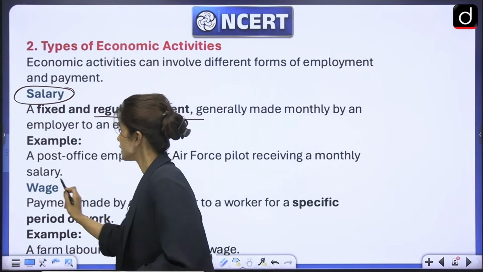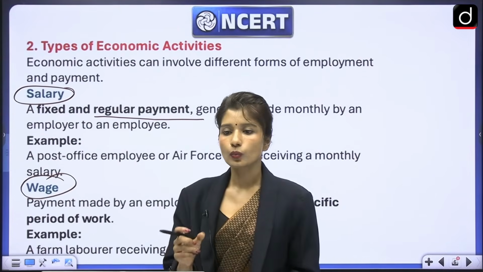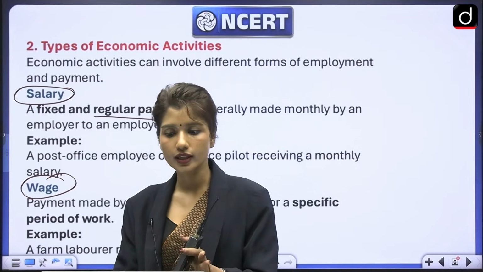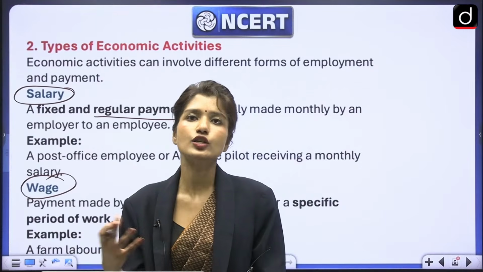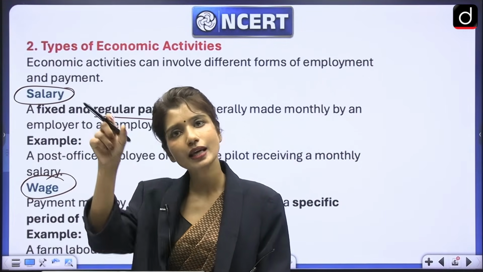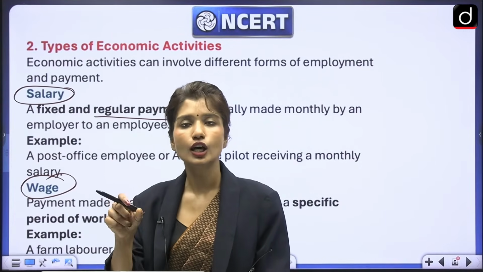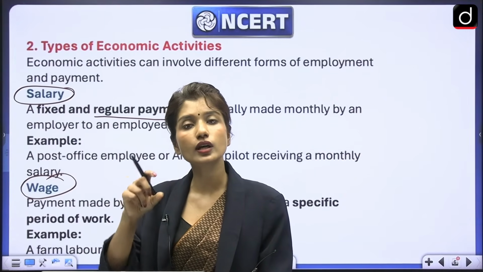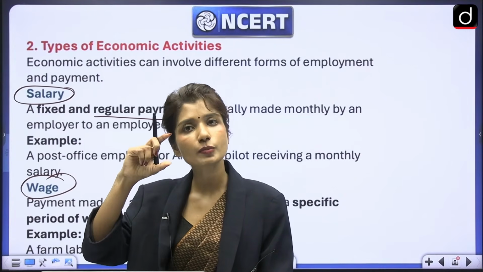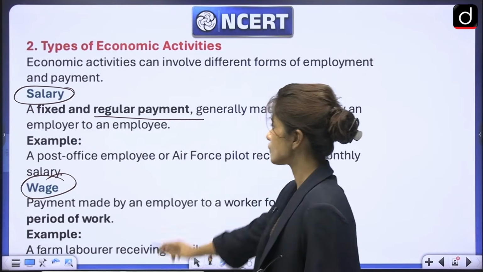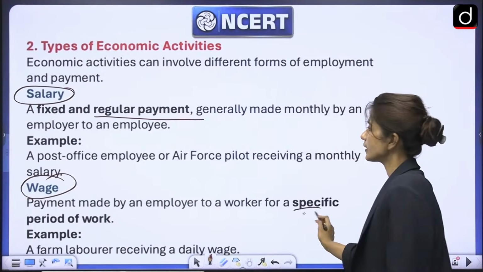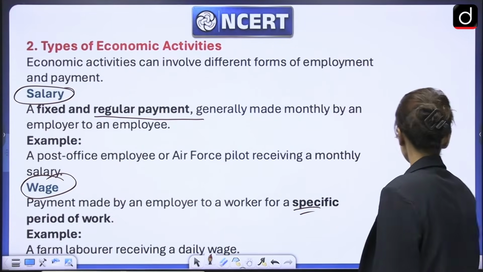Then there is wage. Wage is a payment made to a worker for a specific period of time, right? For example, we say daily wage worker. They work on a daily basis and they get paid on a daily basis. So they get paid on the basis of the work done for a specific period of time, in this case, for that particular day. Right? So wage is for a particular specific period of work. When they work, they get paid.